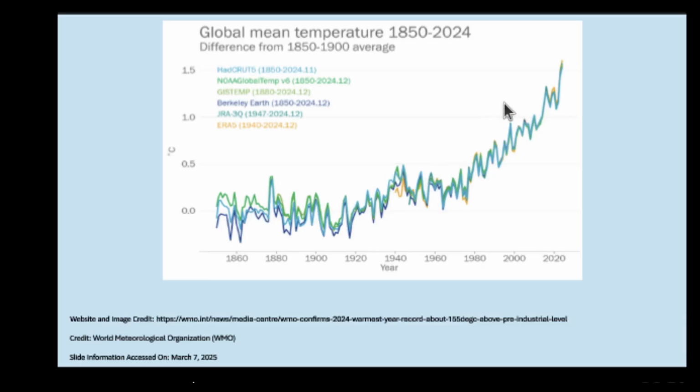The temperature of the Earth, the global mean temperature, is the temperature over the surface of the land, which is actually the lower atmosphere over the surface of the land, averaged together with the surface temperature of the ocean. That gives us the global mean temperature. And the period of record for this is from 1850 to 2024.